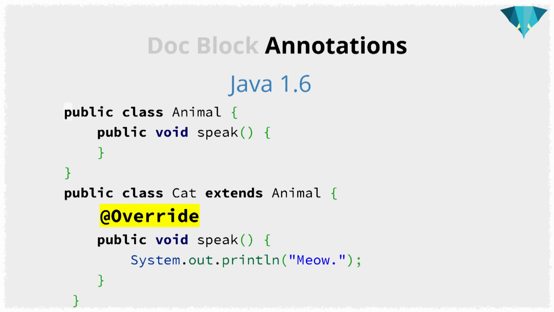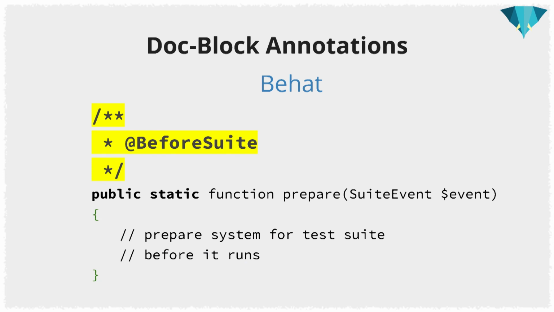An annotation is something that affects in some way the execution of the program. Annotations landed in Java in version 1.6. And we see here that we are telling Java that the speak method for cat, which extends animal, overrides the speak method of animal because the cat says meow. Simple enough. Let's look at doc block annotations. So putting the two together, we have our doc block, and we have our annotation. And this example from Behat tells us that this method, prepare, needs to be executed before everything else, the suite.